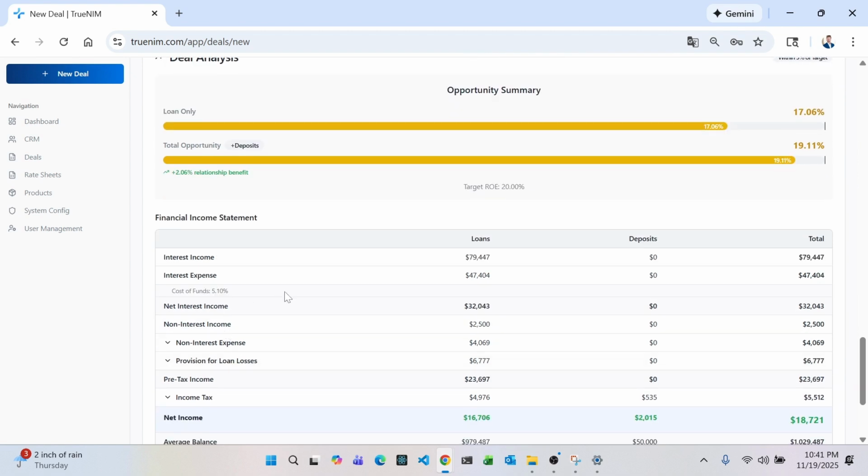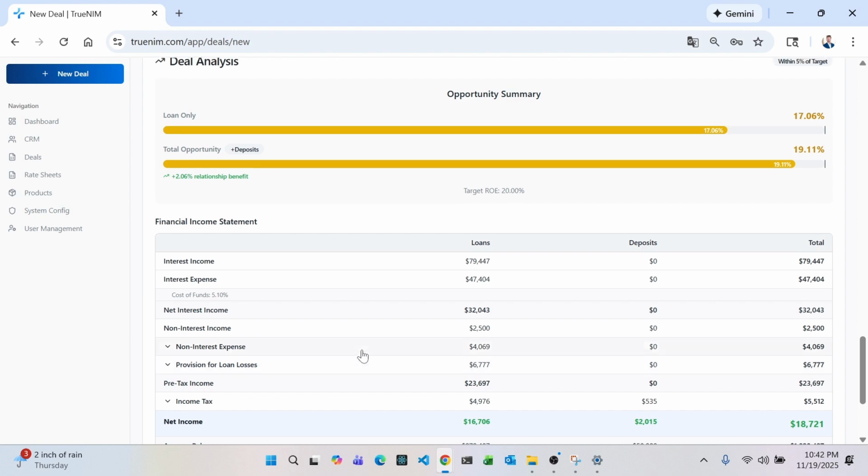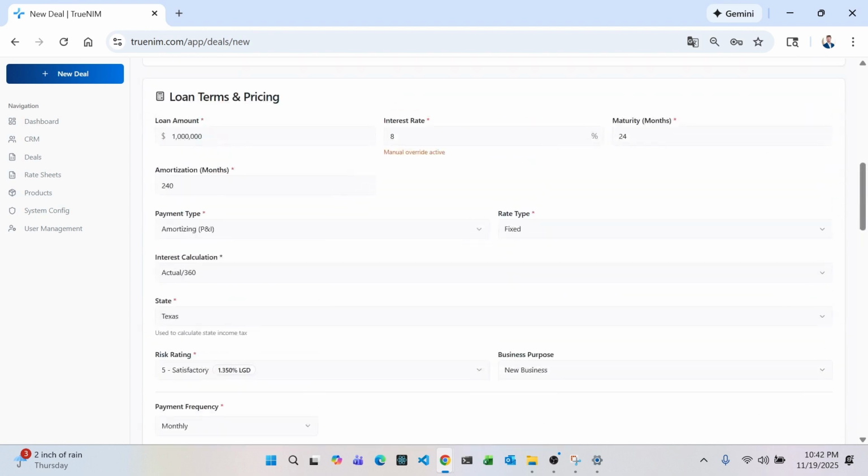Now you can see that improved the cost of funds and it actually improved the ROE of the deal as well. So then you could start tinkering with the deal and understanding how you can make this deal become more profitable for your bank but still work for the customer. I'm going to go back and do 60 months here.